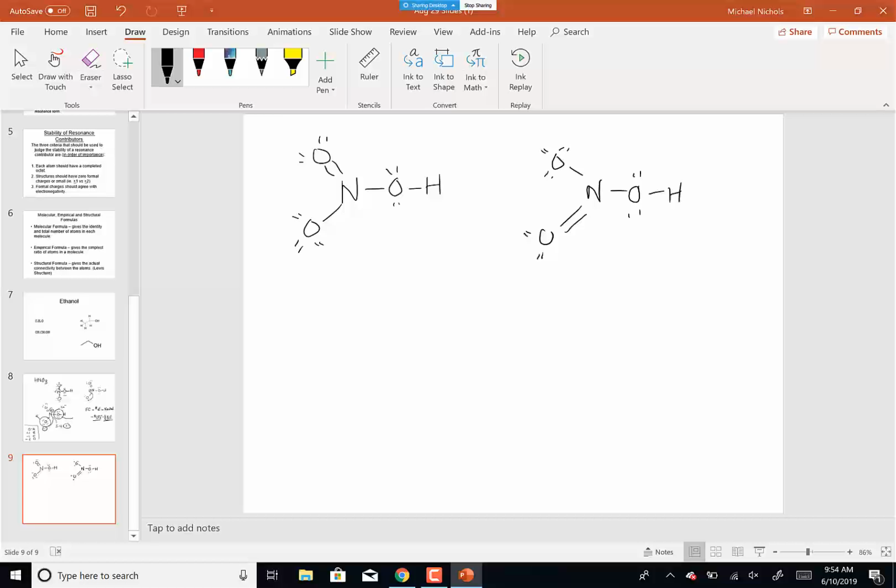Now you might say, well, how did I know where to move the electrons around? Is there a way I can show how to get from the left structure to the right structure? So let's do this. Let's take this lone pair and use it to form the double bond, the nitrogen-oxygen double bond.